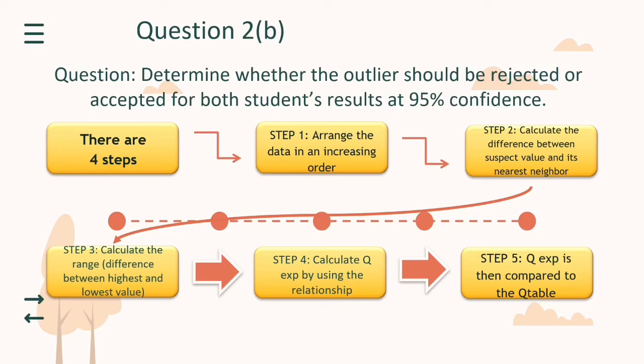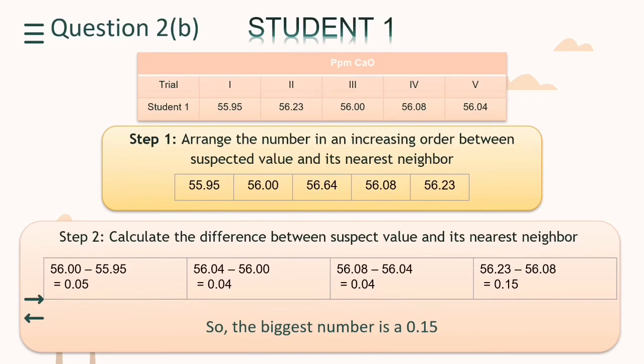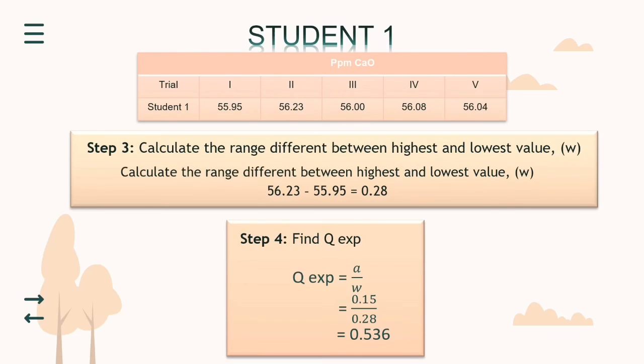For question 2b, determine whether the outlier should be rejected or accepted for both students' results at 95% confidence. We will proceed with student 1 first. For step 1, we have to arrange the numbers in increasing order between the suspected value and its nearest neighbor, and then calculate the difference between the suspect value and its nearest neighbor, and we will get the biggest number, which is 0.15. In the next step, we have to calculate the range difference between the highest and the lowest value, W, and we will get the result of 0.28.